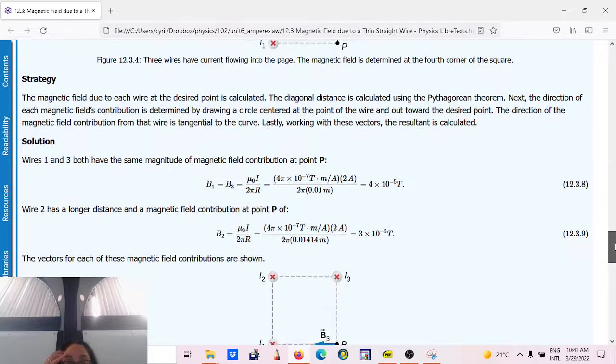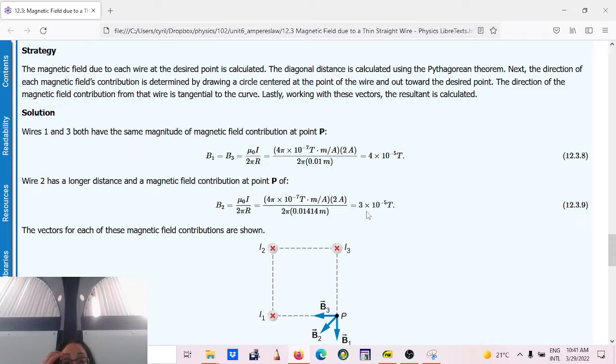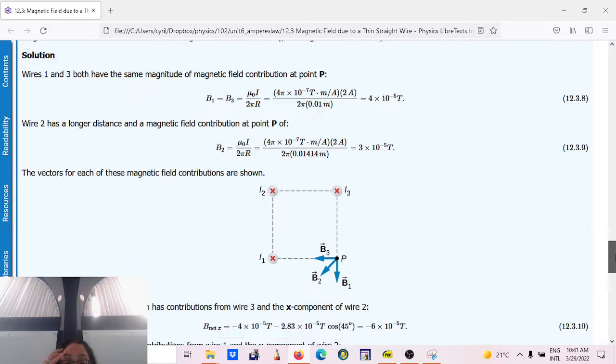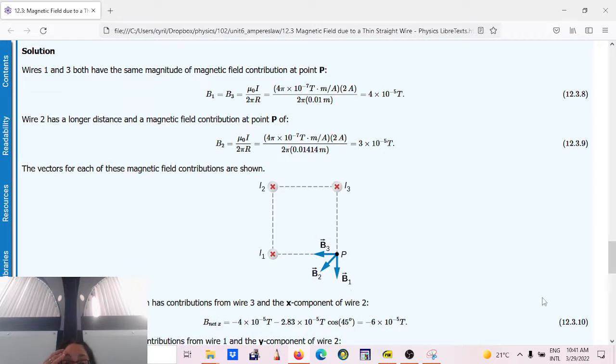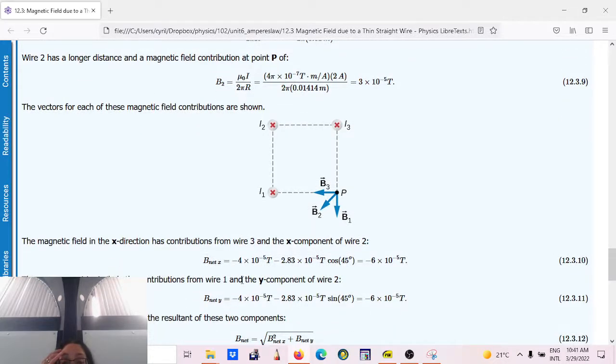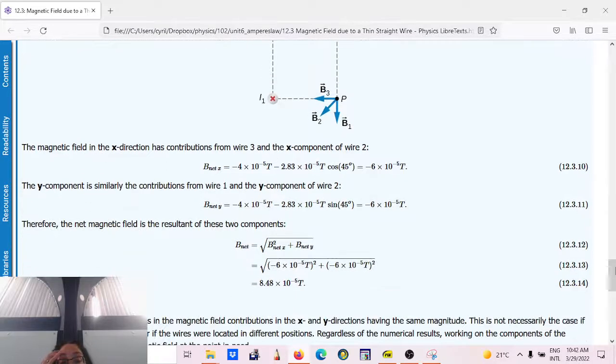So let's see. Okay, 2.8. So look at that. They rounded to 3 × 10⁻⁵. Okay, so that's good. We got that right. Oh, look at that. We got that right too. Minus and minus, and you have your cosine here. So that will be the answer. And of course, that y component will be the same because it's symmetric on the x-axis and y-axis. See? So once you have the x component, you can find the y component. Okay, cool. And then you use the Pythagorean theorem to find the magnetic field. Right?